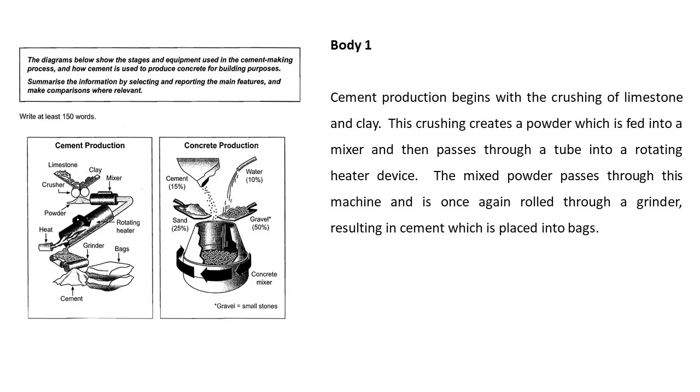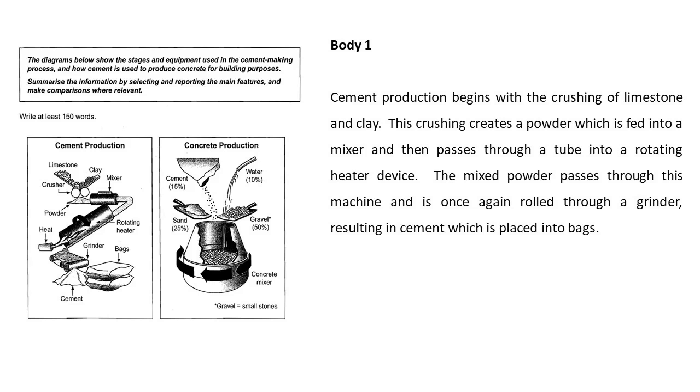So cement production begins, or first step, with the crushing of limestone and clay. This crushing creates a powder which is fed into a mixer and then passes through a tube into a rotating heater device.